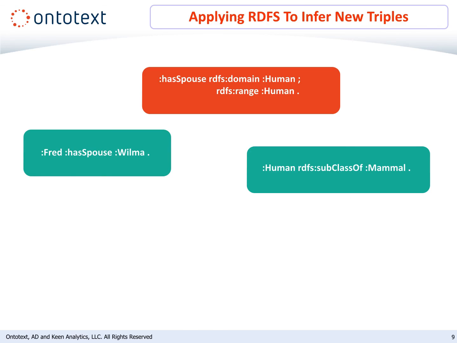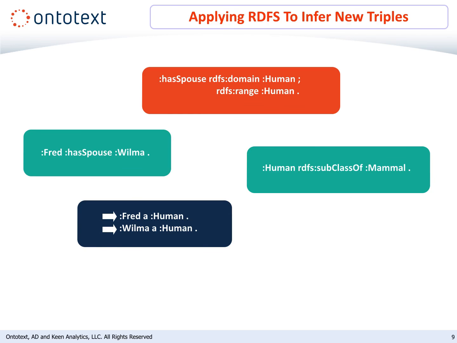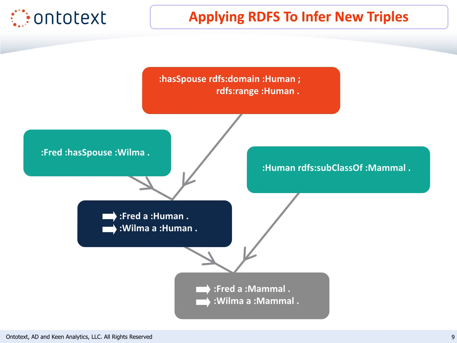If we assert that Wilma is Fred's spouse using the has-spouse relationship, then we can infer that Fred and Wilma are human, because in RDFS, the has-spouse relationship is defined to be between humans. And because we also know humans are mammals, we can further infer that Fred and Wilma are mammals.